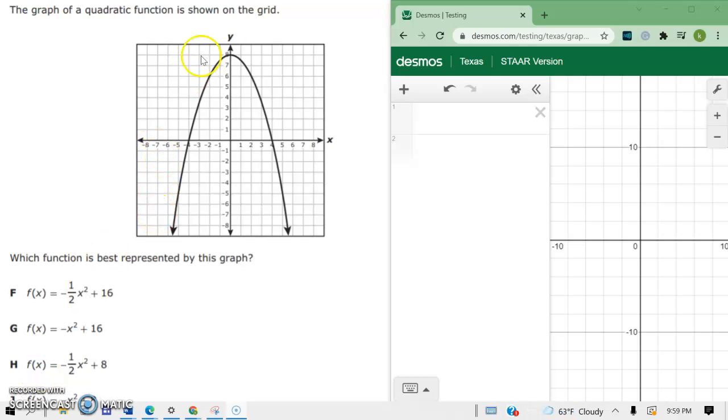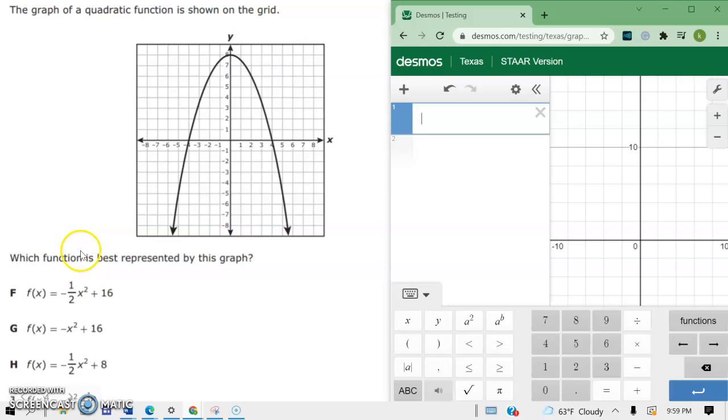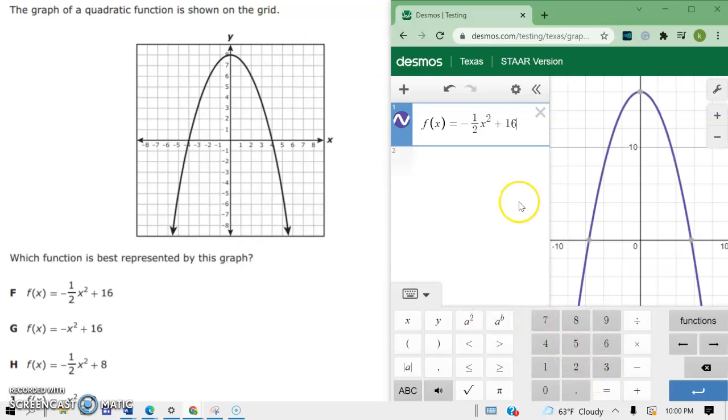So in this example, they're giving us a graph and they're asking us which one of these four is the equation that matches this graph. So let's start off by opening up Desmos, and in number 1, let's start typing in exactly the way it is there. F of x equals negative 1 divided by 2, and then x squared, with a little 2 on top, and then plus 16.